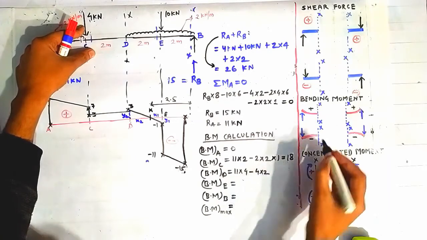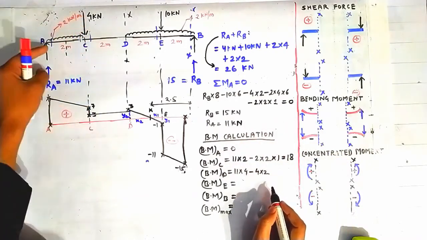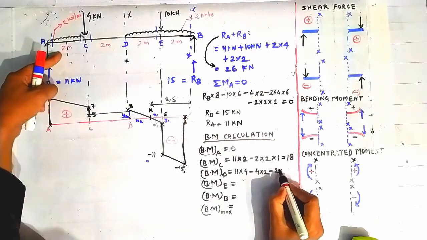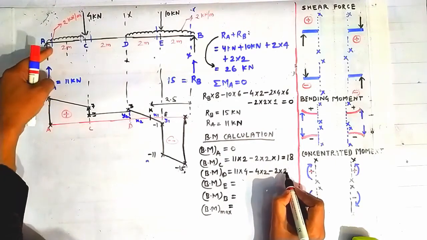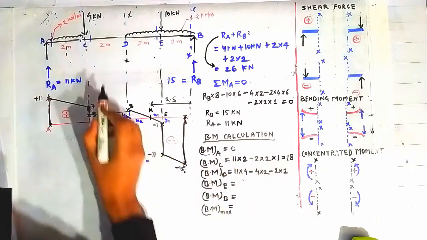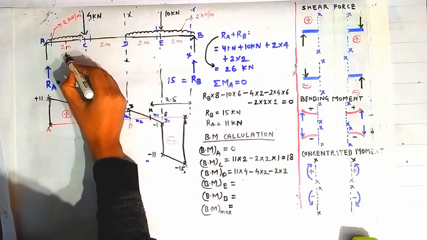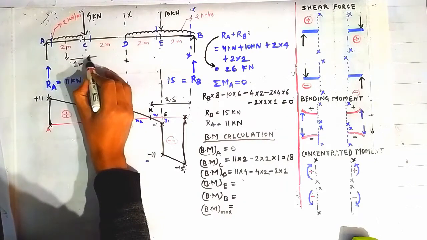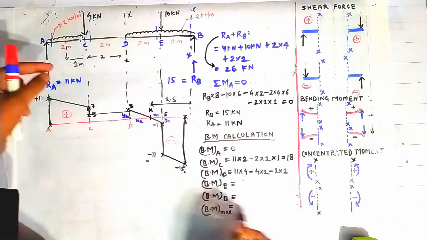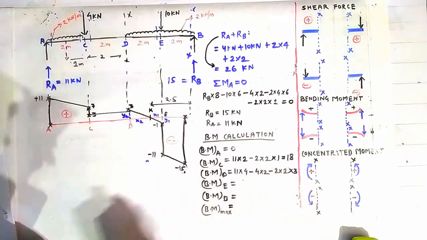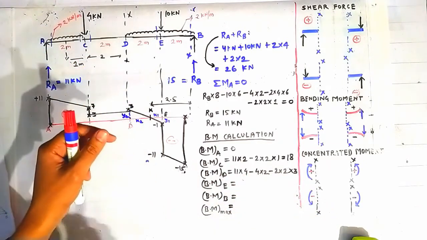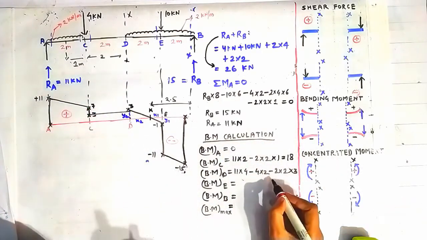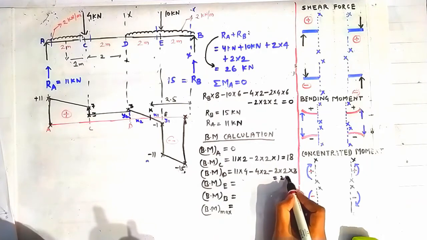hogging using this sign convention. And this UDL is contributing a bending moment of magnitude minus 2, the intensity, into 2, the spread, which is equal to 2, and the distance from this section XX where this UDL is acting is, this is 1 meter, and this is 2 meter, so it is 3 meter. So into 3, if you calculate, it will give us 24 kilonewton meter.